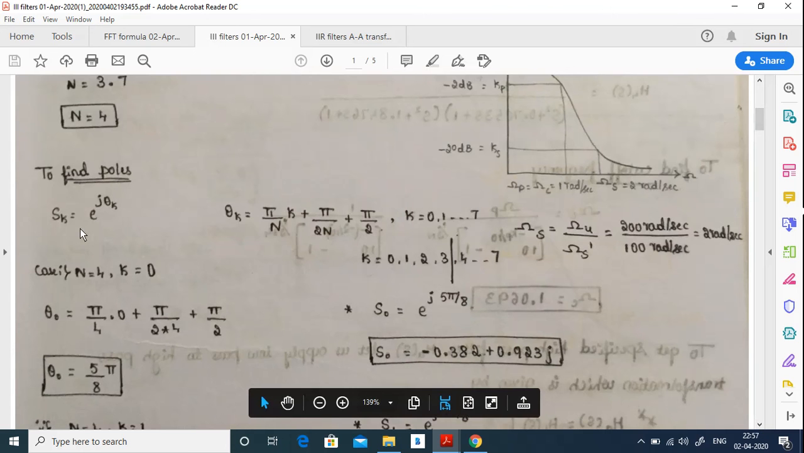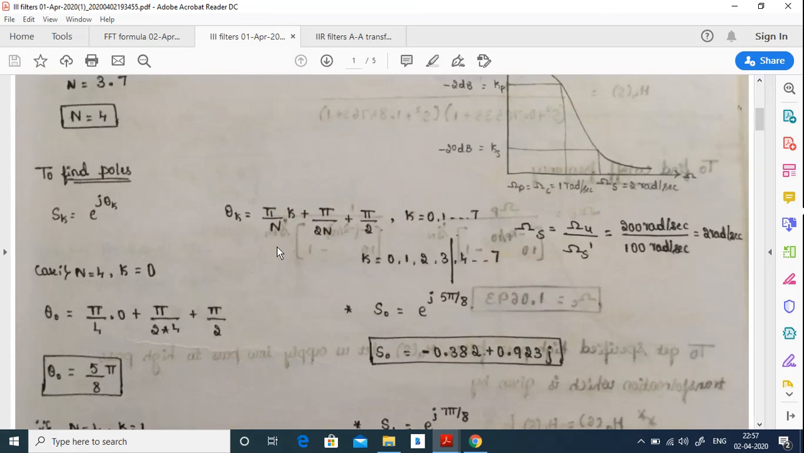So in general, what is the formula for finding poles? It is given by sk is equal to e power j theta k, where theta k is given by pi by n into k plus pi by 2n plus pi by 2, where k varies from 0 to 2n minus 1. So here it is 0 till 2n, that is 2 into 4, 8, minus 1, that is 7. Out of which I should split that into 2 parts. The left part will come in the left half and the right part will come in the right half, something like this, right? So I need to consider the values of k which are 0, 1, 2 as well as 3.